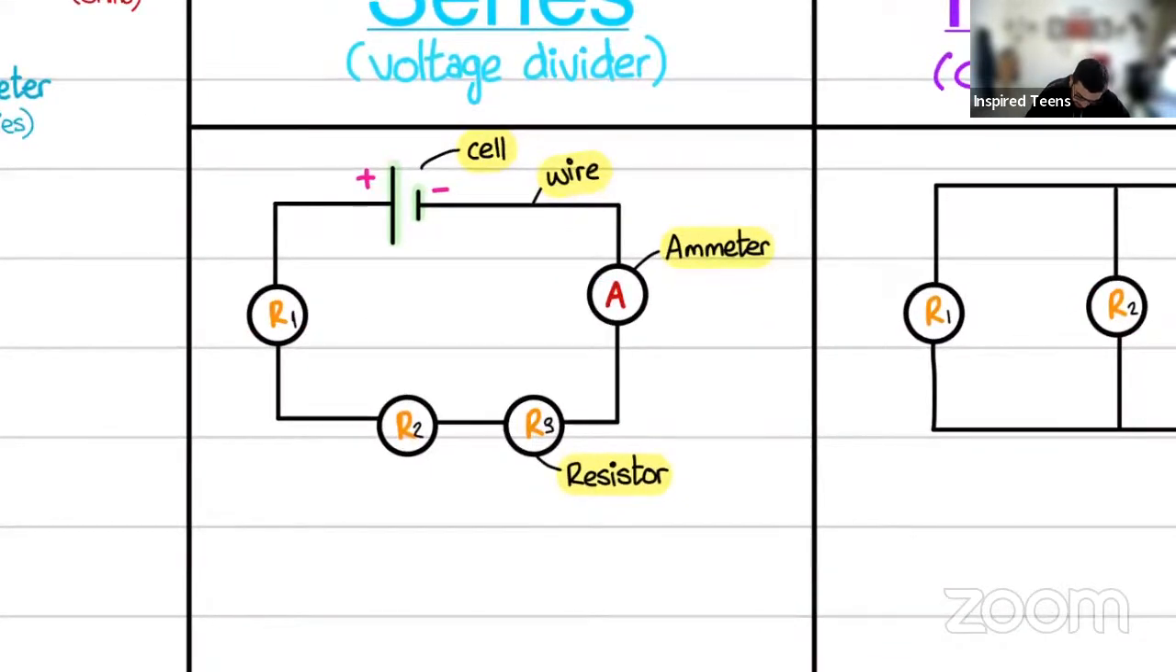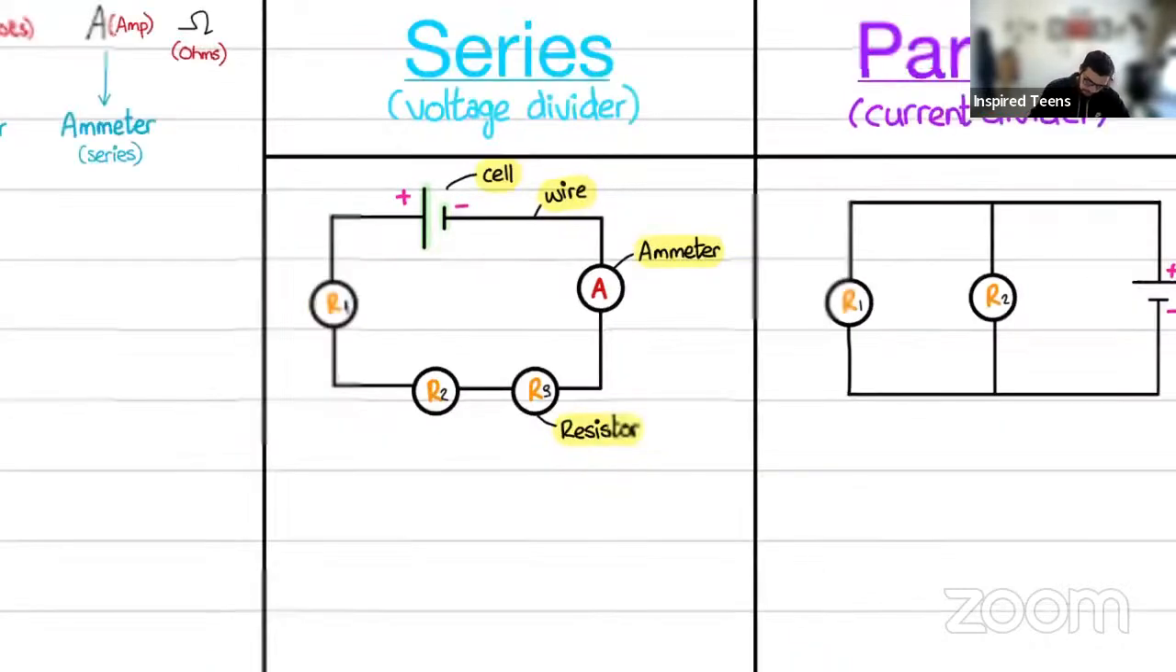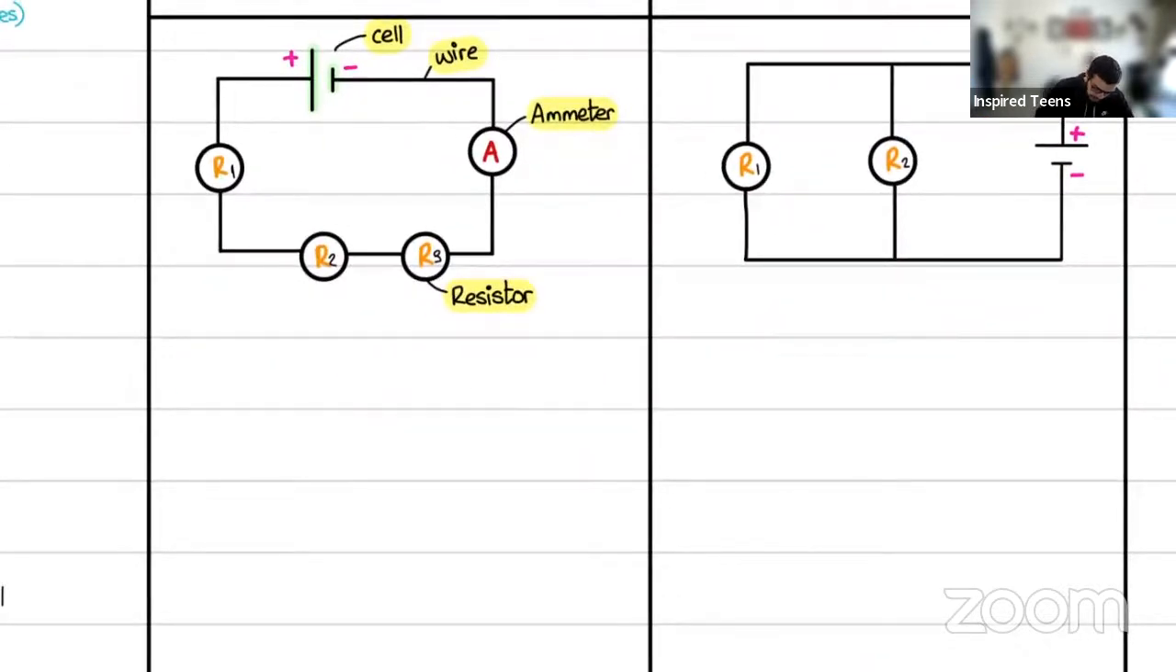Now let us discuss the differences between the two. Very important. In series, we can calculate the total resistance. So we have 1, 2, 3 resistors. We can calculate the total resistance by simply adding them up. So we can just say R1 plus R2 plus R3. This gives us the total resistance.